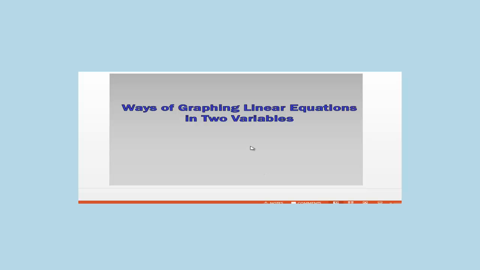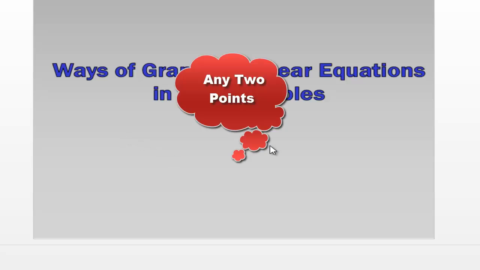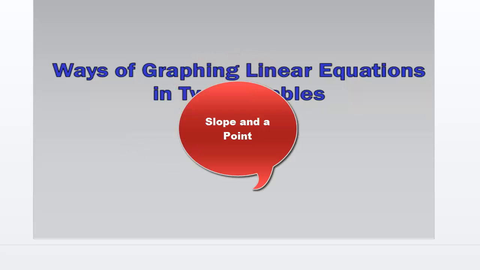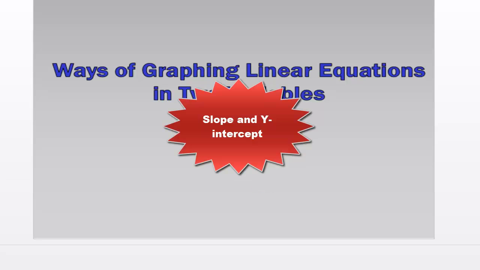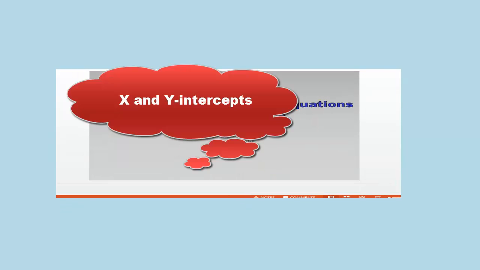There are four ways of graphing linear equations in two variables. First, using any 2 points. Second, using slope and a point. Third, using slope and y-intercept. Last, using the x and y-intercepts.